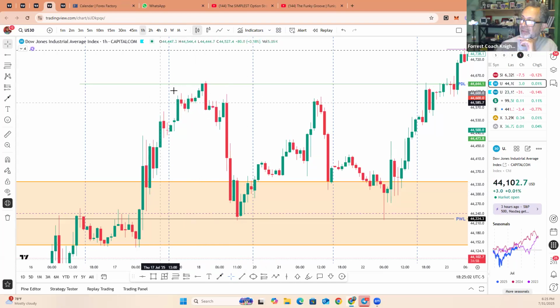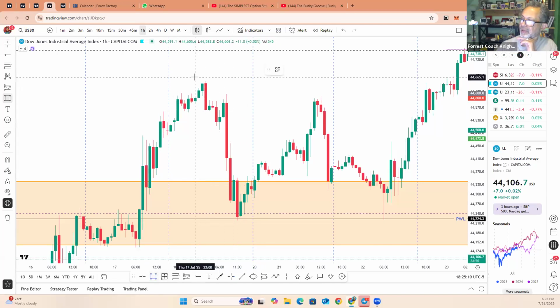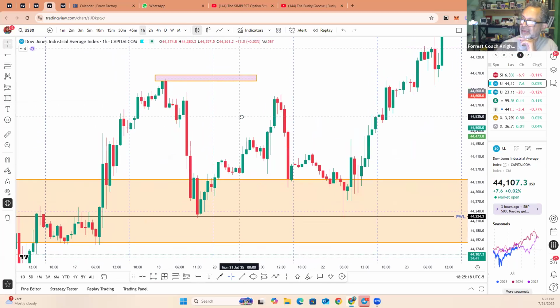When I draw my level, I'm going to come up here and draw a level across this. I'm going to grab a tool. If you want to do the little boxy tool, you can, or whatever. I'm just going to draw my little level across here and say, okay, I've got equal highs. Now, what does that mean?